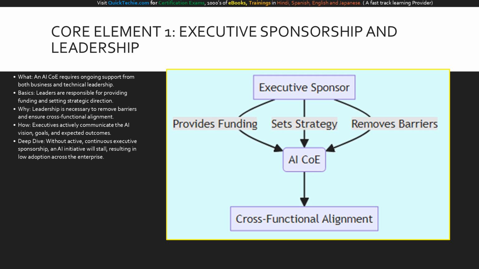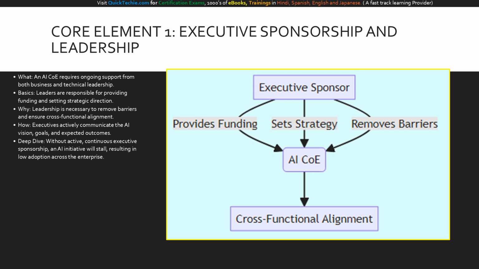Because AI transformation requires shifting culture and overcoming organizational friction. Leadership is absolutely needed to remove barriers and ensure cross-functional alignment. How do leaders execute this? By clearly communicating the AI vision, organizational goals, and expected outcomes to all stakeholders across the business.